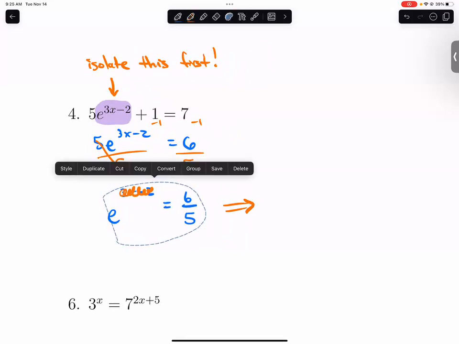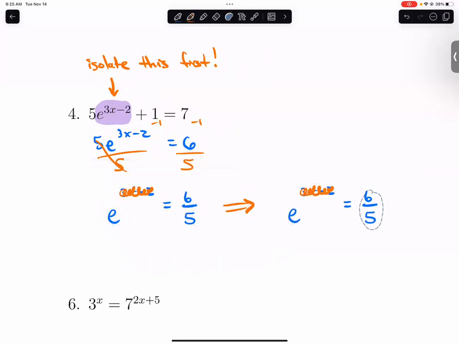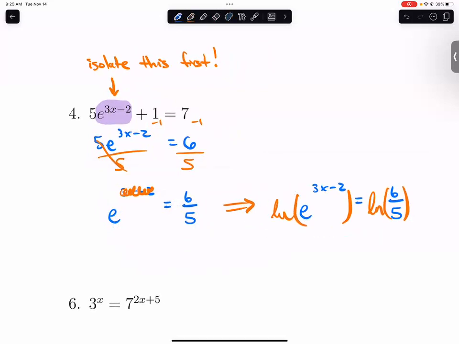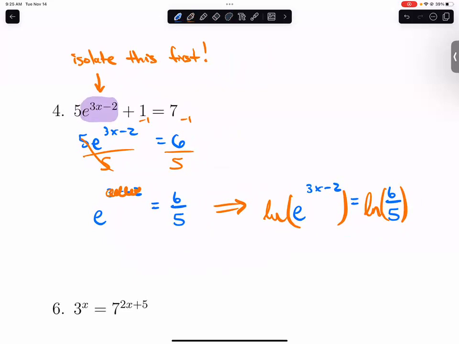So I'm going to take the natural log of both sides, or rewrite it as a natural log if you feel comfortable with that. Either way is fine. What happens on the left-hand side is that we've got the natural log of a power of e, so we end up with just this, right? 3x minus 2.